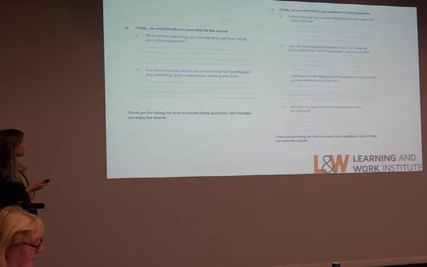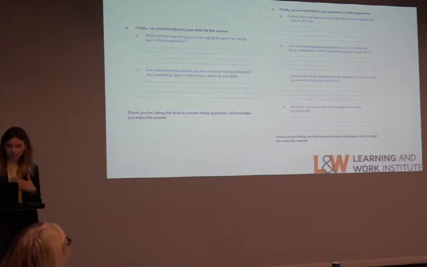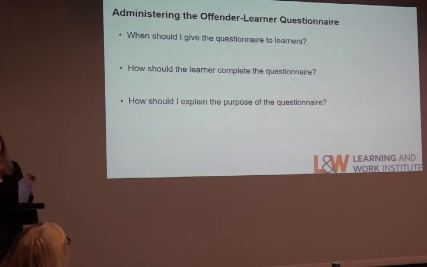And then at the end, this is the only bit that differs between the pre-questionnaire and the post-questionnaire. We've got some qualitative questions. So at the beginning, we're asking them what they want to gain from the course and any issues they might be struggling with. And towards the end, we're asking about whether they feel like they've achieved their goals and areas for improvement for the programme. So that's the offender learner questionnaire.